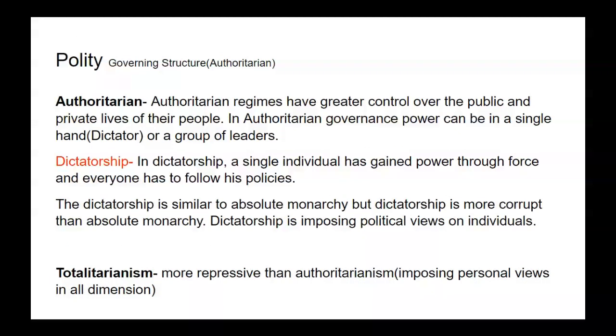Dictatorship is similar to absolute monarchy, but dictatorship is more corrupt than absolute monarchy. Dictatorship imposes political views on individuals, on citizens of the state. Then there is totalitarian.